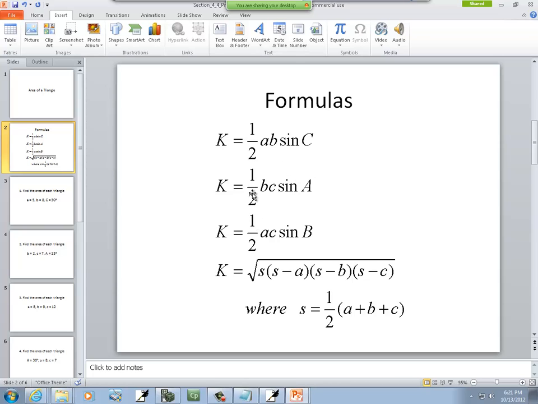Now, same with all of these actually. Here K is equal to 1/2 BC times sine A. Here K is equal to 1/2 AC times sine B. And our last one is Heron's formula. If you know all three sides, K, or area, is equal to the square root of S times S minus A times S minus B times S minus C, where S is equal to 1/2 times A plus B plus C.